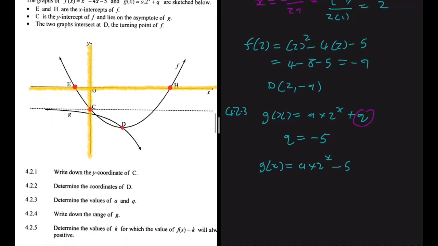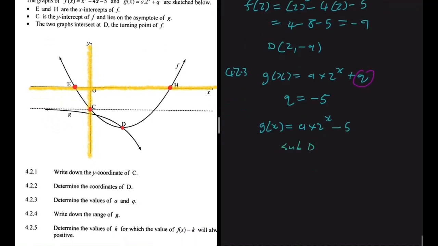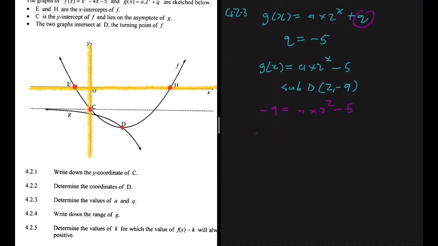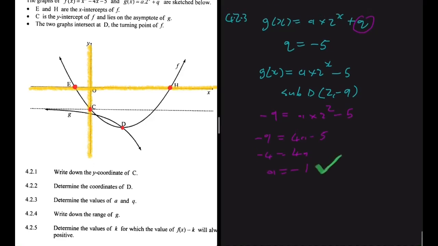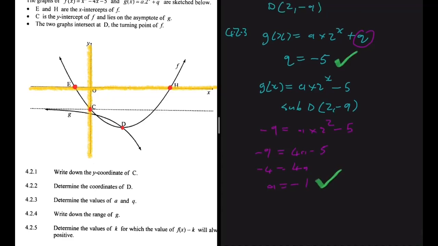So now what we can do here, we can substitute the coordinates of D so that we can find a. D has coordinates 2 and minus 9, and because D lies on f of x and g of x, we can substitute it in that equation. So if we substitute it, we get minus 9 is equal to a multiplied by 2 to the 2 minus 5. So minus 9 equals 4a minus 5, so minus 4 is equal to 4a. So a is equal to minus 1. So we have determined the value of a, and we have determined the value of q.